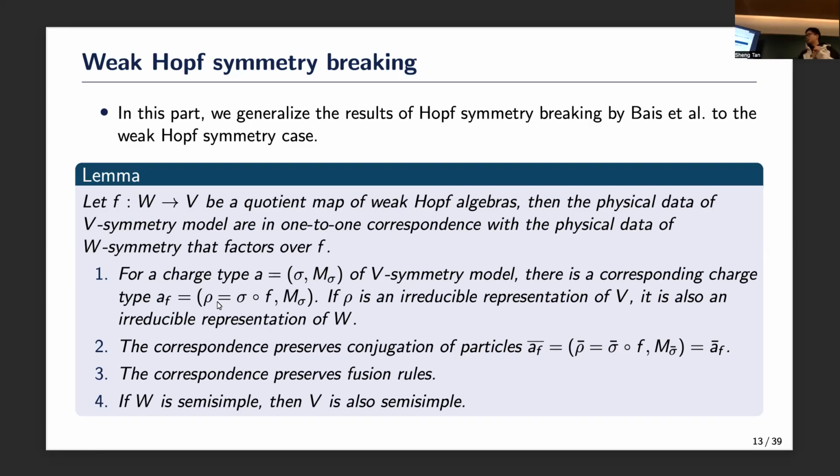So more precisely, for a particle A in the V symmetry, there is a corresponding type A_F, defined with the same module, but the representation is given by the composition with F. And this correspondence preserves the irreducibility. Second, the correspondence preserves the conjugation of particles. Third, the correspondence preserves fusion rules. And finally, the last statement follows from the first one: if W is semi-simple, then V is also semi-simple. Yes, and this can be proved by simple linear algebra.